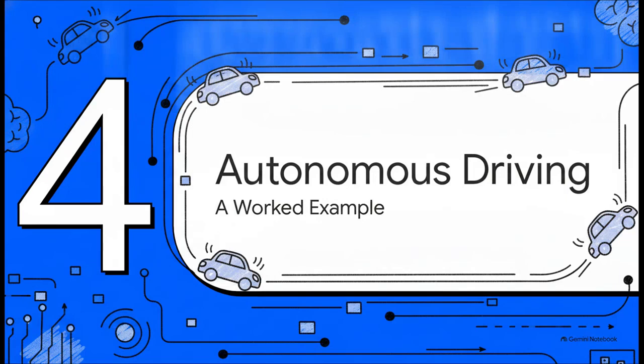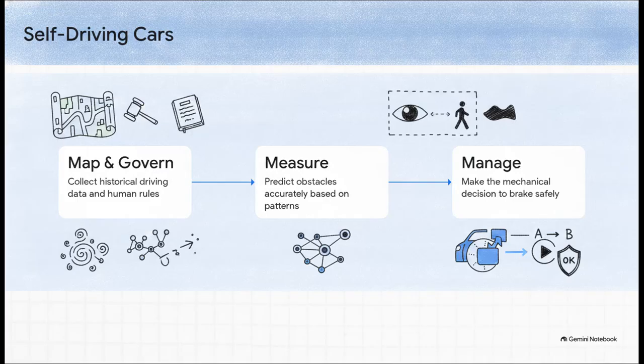Section 4. Worked example. Autonomous driving. Let's see how this all comes together in a real-world scenario, using an awesome example from the OECD, a self-driving car. In Step 1, the developers map and govern the system by collecting historical driving data and laying down human rules of the road. Then, in Step 2, they measure the AI statistical patterns to make sure it accurately predicts obstacles, like knowing the difference between an actual pedestrian and just a shadow on the road. Finally, in Step 3, they manage this system. This ensures that based on those pattern predictions, the car makes the right mechanical decision to brake safely and get you from point A to point B without causing any harm.